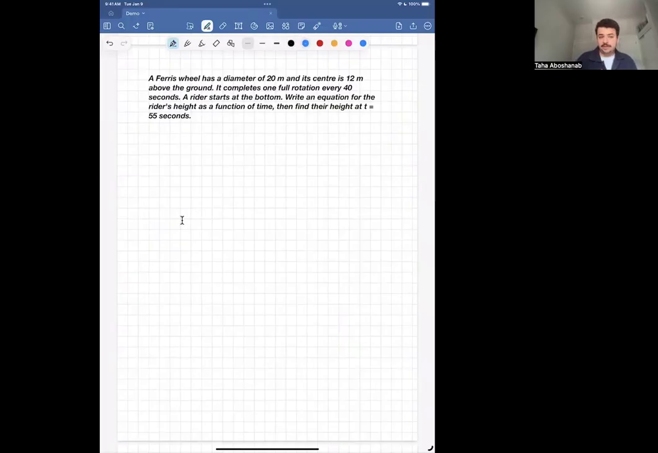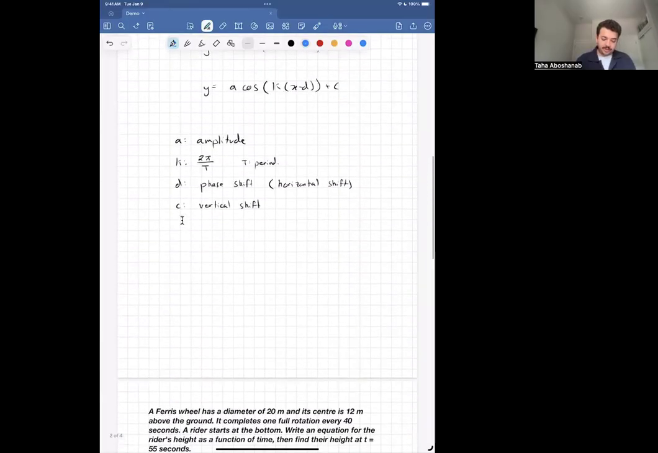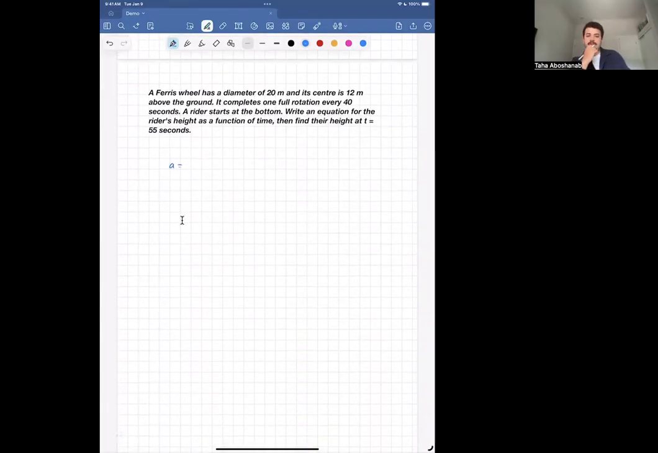I like to write them down explicitly. We have the a value, similar to what we've been doing before, which is the amplitude. Now you might say the amplitude is 20, but bear in mind, the Ferris wheel looks like a circle, and the diameter is 20. We're only interested in the radius because that represents the amplitude of rotation as it goes around. So the radius, which is the amplitude, is 20 over 2, which is 10 meters. I know this might be a little confusing. Feel free to ask if you have any questions.